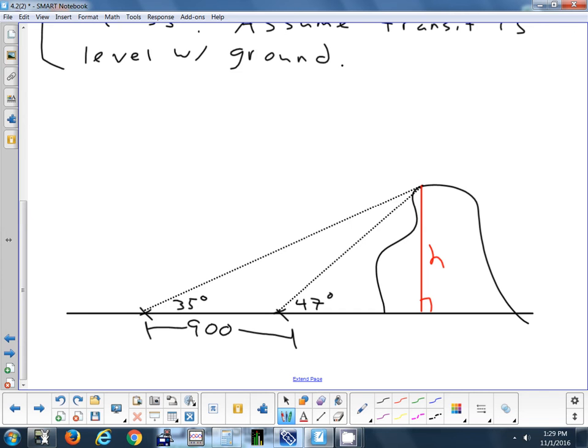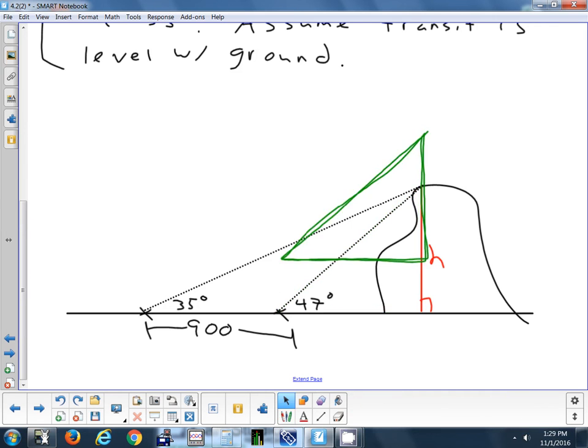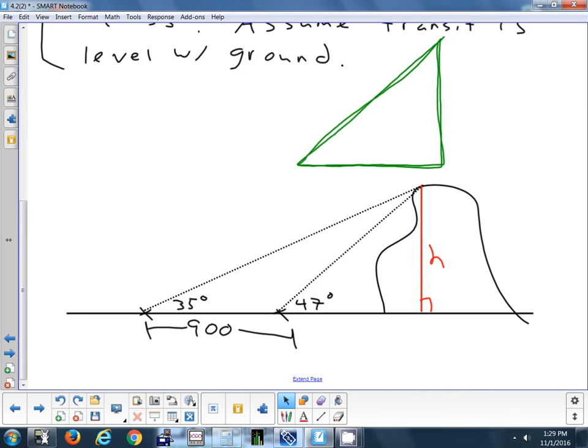So eventually what I'd like to be able to do is just work with this triangle that I'm drawing in green. Why is this a nice triangle to work with? Because it's a right triangle. So that's what I'd like to work with. The problem is I don't really know enough information. All I know is this is 47 degrees, and I know this is 90. But I don't know any sides in that triangle, so I can't use it right away.